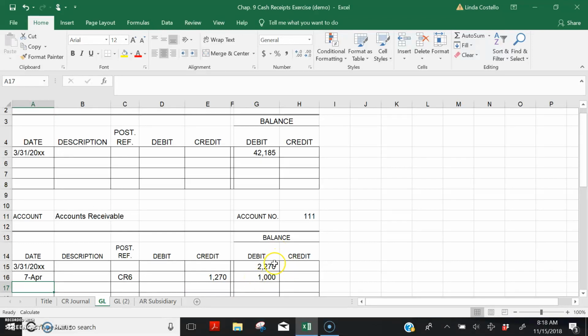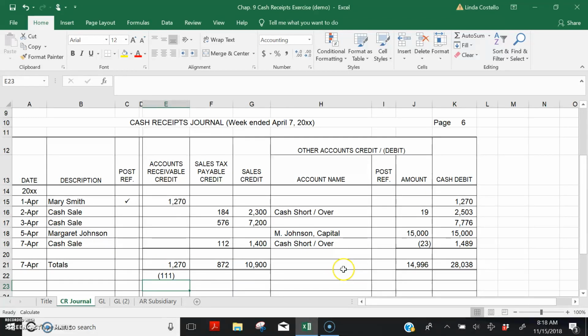That's the previous $2,270 debit balance minus the $1,270 credit we just posted. Return to the cash receipts journal and record account number 111 in parentheses underneath the $1,270 total in the accounts receivable credit column.